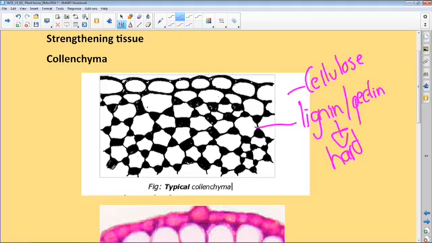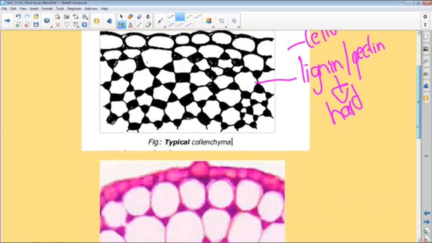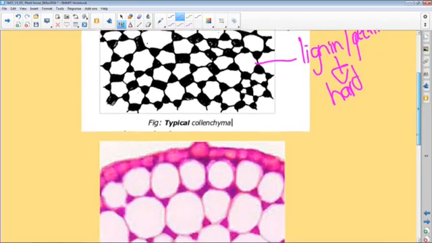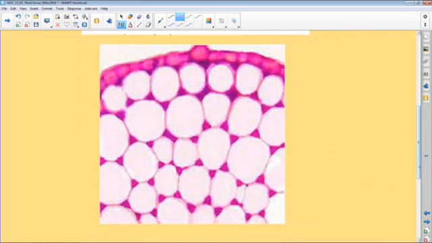Okay, so now we're going to have a look at two tissues. One is Collenchyma and the other one is Sclerenchyma. The one in front of me here is called Collenchyma. Now, you will notice I'm going to show you this pink diagram over here. Here is the cell. Let me change the color so you can see it a bit better. Here is the cell. Now, look at these pink things.